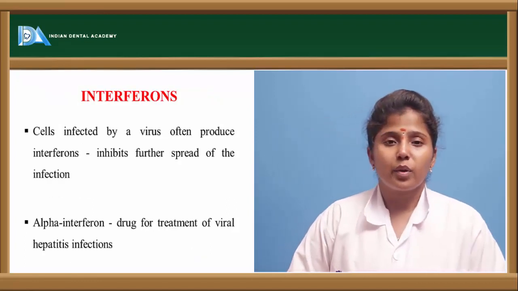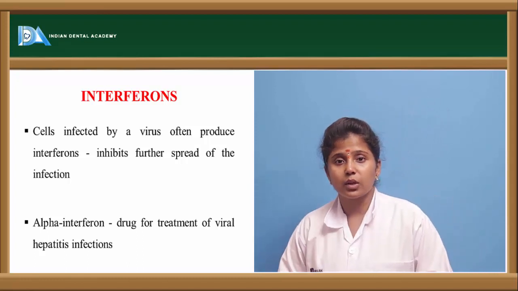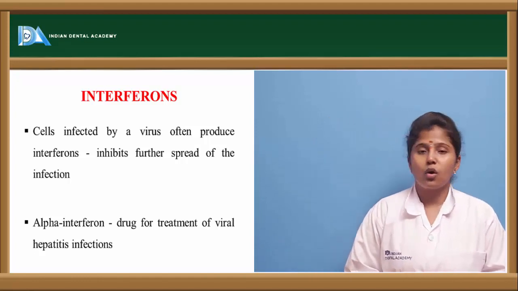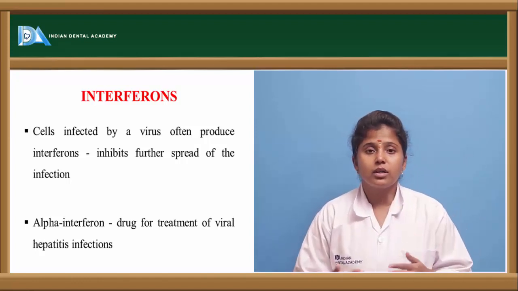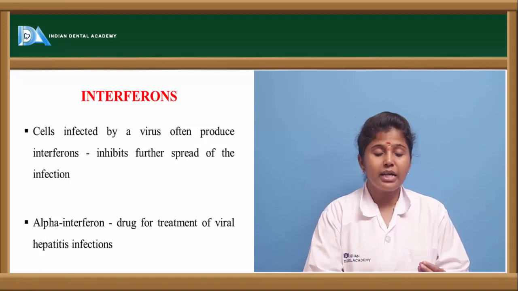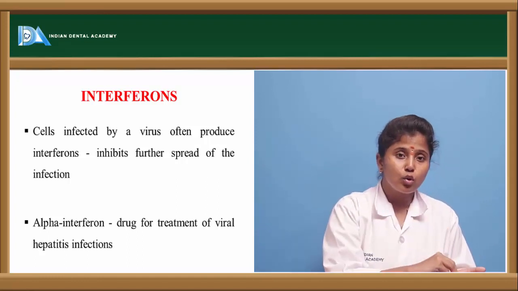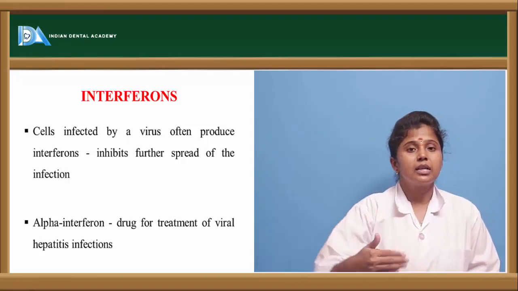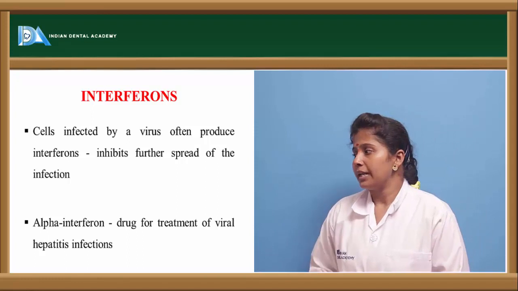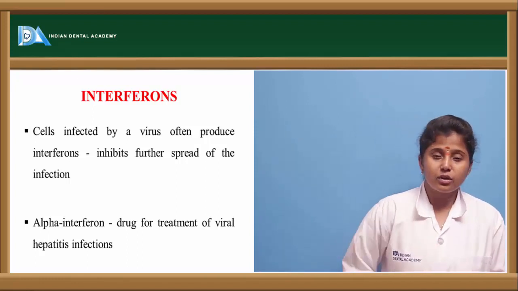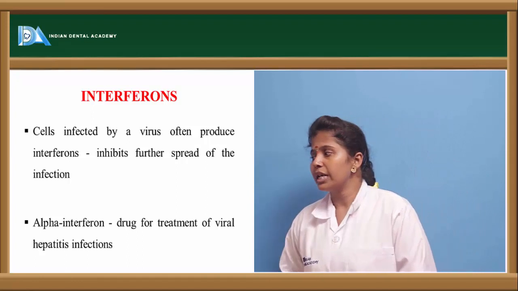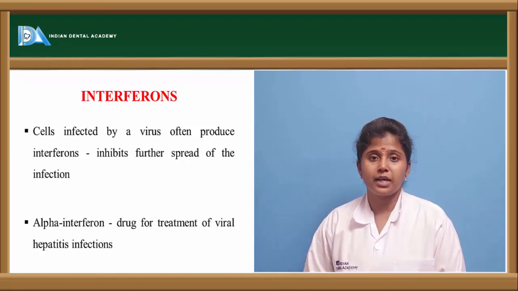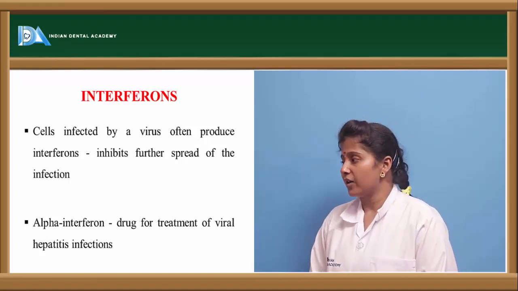There are other drug compounds like interferons. Interferons also show an antiviral effect. Cells infected by a virus often produce interferons. So a virus which is invading some cell, those cells may produce some interferons. These interferons inhibit the further spread of infection. And there are alpha interferons and beta interferons. These alpha interferons are used to treat the viral hepatitis infection. The infection which is caused because of hepatitis can be inhibited by these alpha interferons.